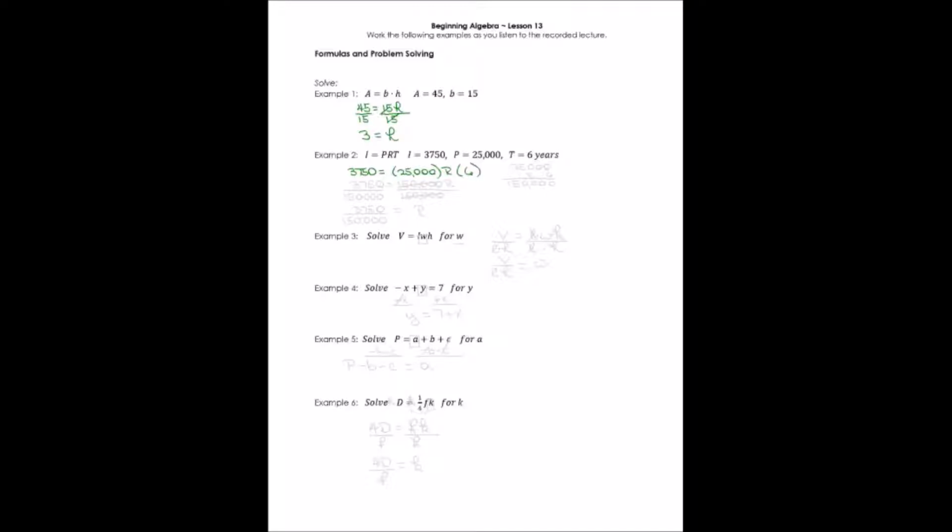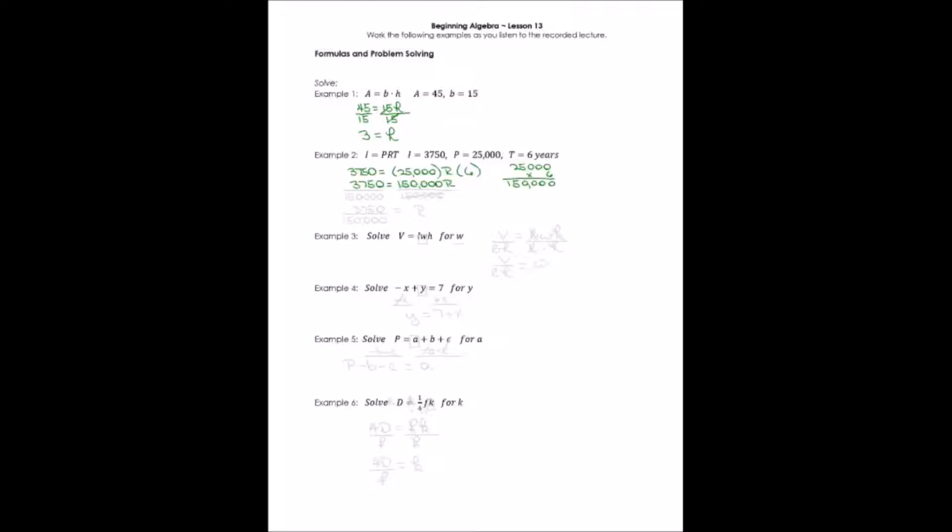Now, what can I do to simplify this right-hand side? Well, I can multiply, because of the associative property of multiplication. I can multiply 25,000 times 6. So I'm going to do that here. Over here, since I don't have a calculator, I'm going to say 6 times 5 is 30, carrying my 3, 6 times 2 is 12 plus 3 is 15, so it looks like this is going to be 3750 is equal to 150,000 times R.